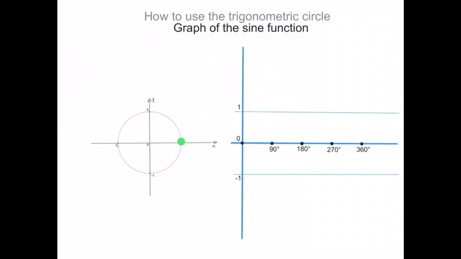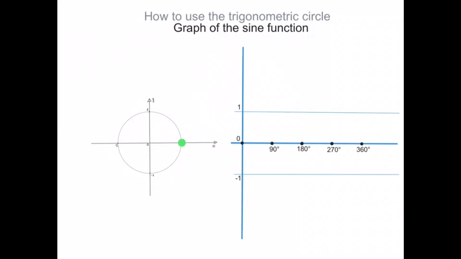So we are now ready to draw the graph of the sine function. Remember, the sine of an angle is going to be the y-coordinate of the point that represents this angle. The green point here makes an angle of 0 degrees with the x-axis, here an angle of 45 degrees, and here 90 degrees, etc. You have 180 degrees here, 270 there, and 360 there.